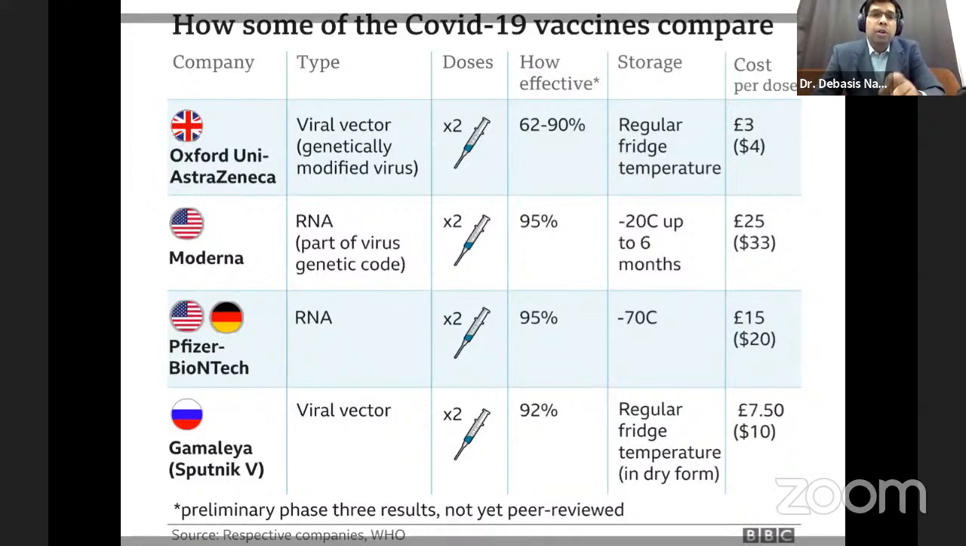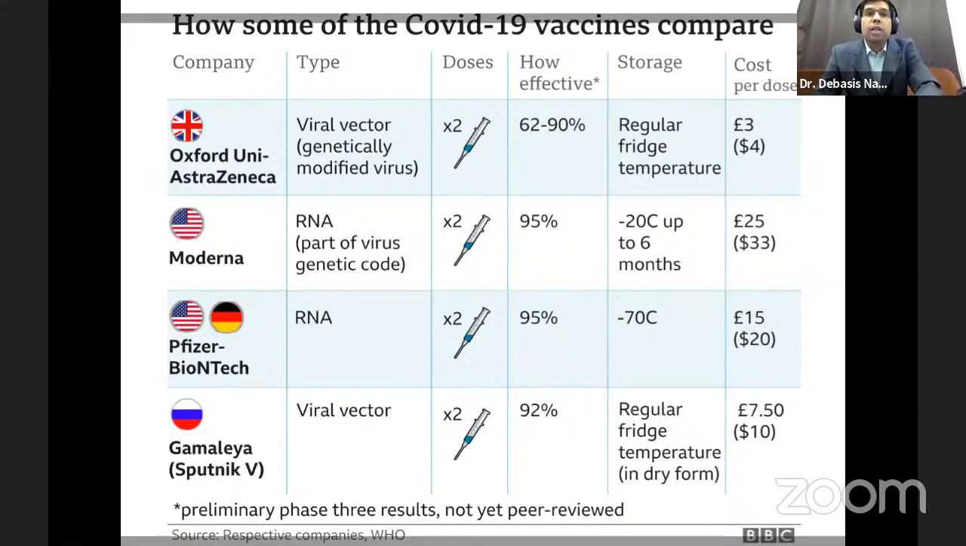Our country has approved the Sputnik vaccine, Moderna vaccine, Pfizer vaccine, and the Chadox vaccine, which is the Oxford vaccine. We have not accepted the Moderna vaccine yet. So different countries will have different approvals. I'm borrowing this slide from BBC to tell you what state the vaccines are in, which are already rolled out, what the temperature requirements are, what the probable costs are, and all these things.